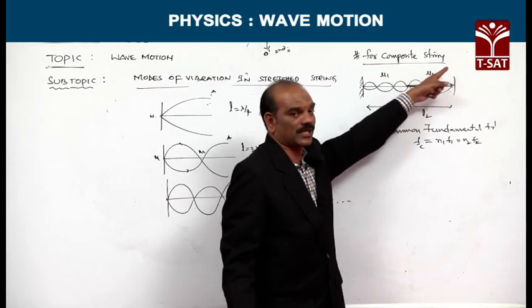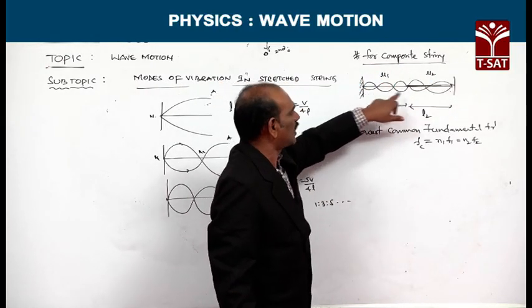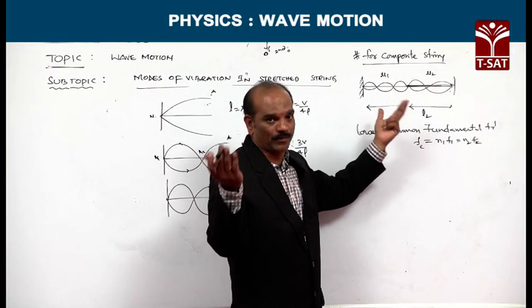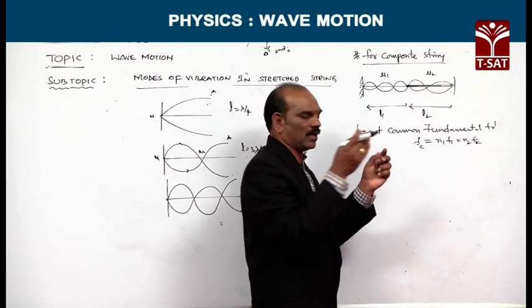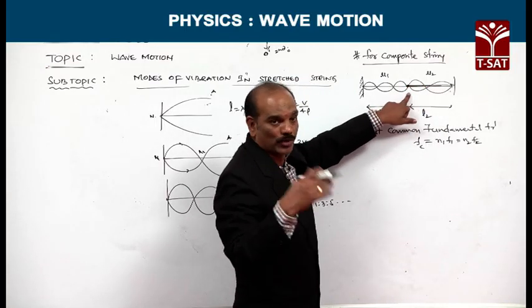Now, for a composite string, meaning two strings having different mu's joined together. Here this is the fixed point, this is the common point, which may be a node or antinode.